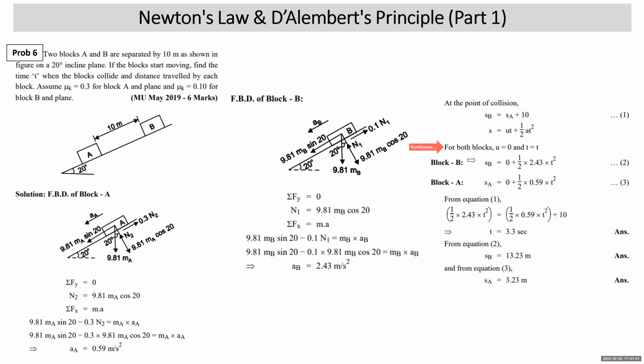So for block B, when you apply S is equal to UT plus half AT square, use 0 plus half into 2.43 into T square. For block A, SA is 0 plus half into 0.59 into T square. From this equation, SB is substituted as half into 2.43 into T square, and SA is half into 0.59 into T square, plus 10. You get the value of T. From equation number 2, you get the SB distance. From equation number 3, you get the SA distance. That's what has been asked in the problem.